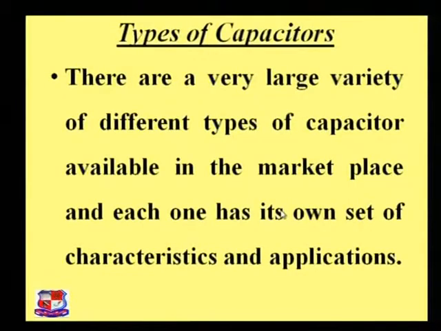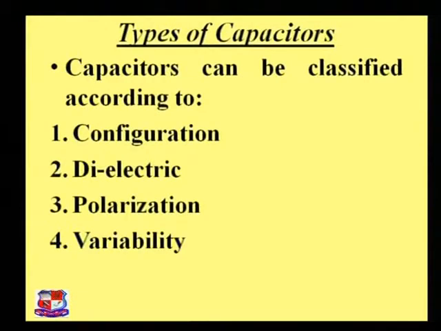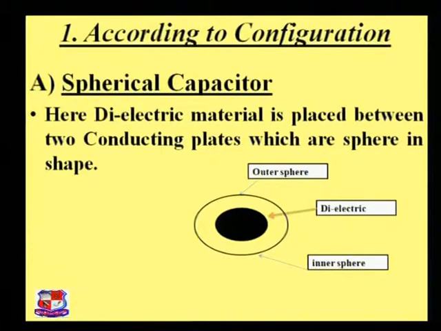Now the types of capacitor. The types of capacitor are classified according to the configuration and according to the dielectric material used to make the capacitor. Now the configuration, dielectric material, polarization and the variability.